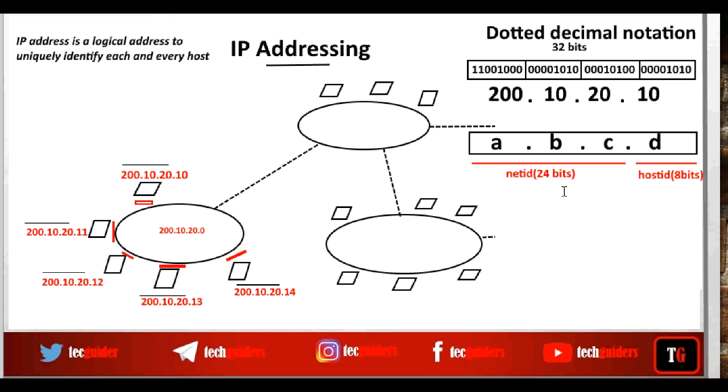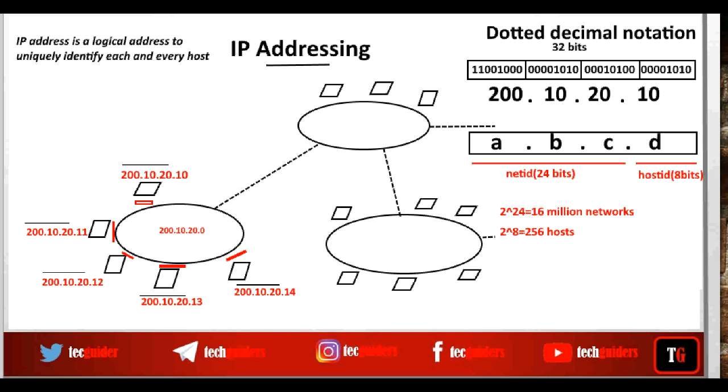Now suppose we use a fixed number of 24 bits always to address the network and the remaining 8 bits to address the host within the network. With 24 bits, we can have 2 power 24 combinations or 16 million combinations. It means we can address 16 million networks, and each network can have only 2 power 8 or 256 hosts. So with this kind of fixed addressing, we can address a large number of networks, but all networks should be of small size.